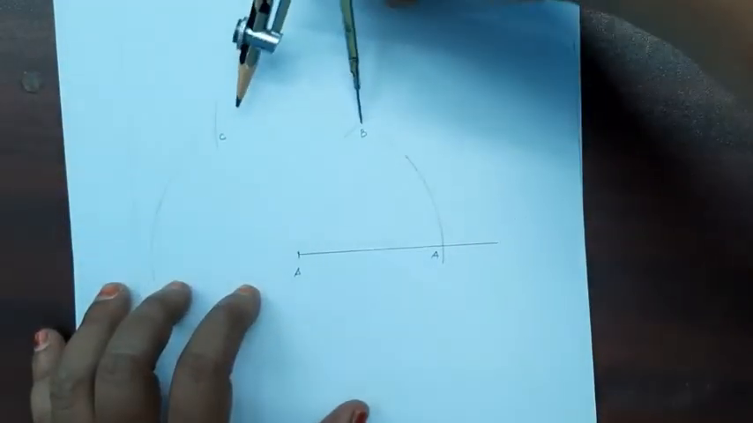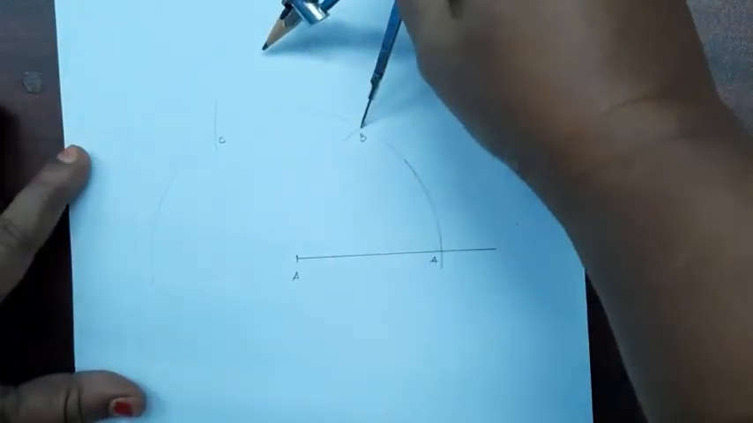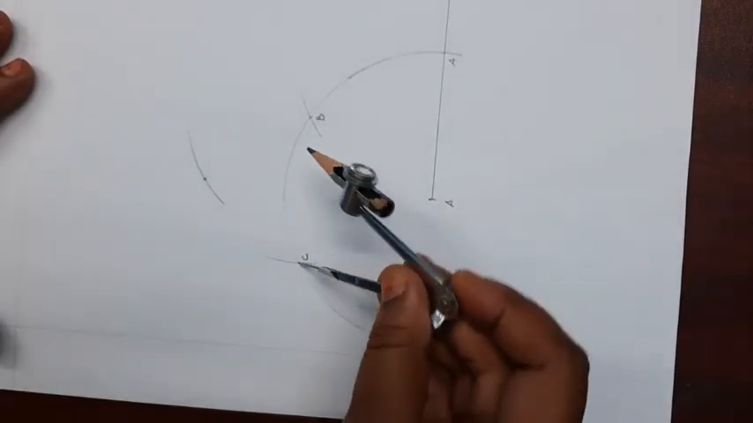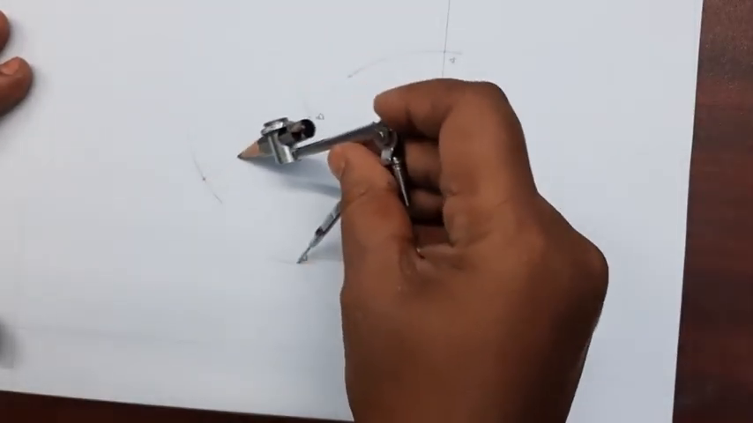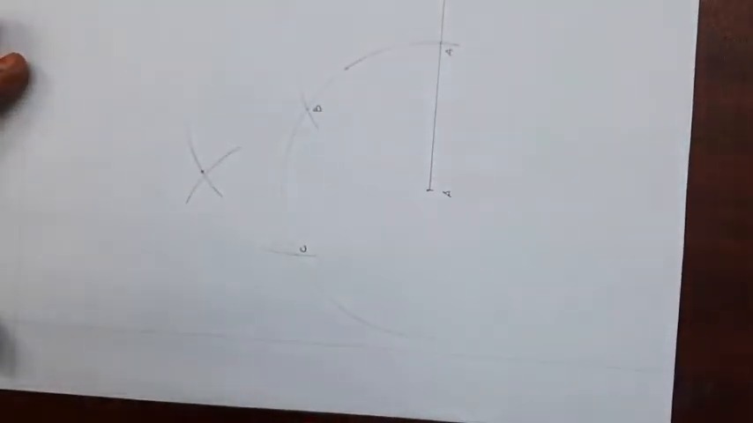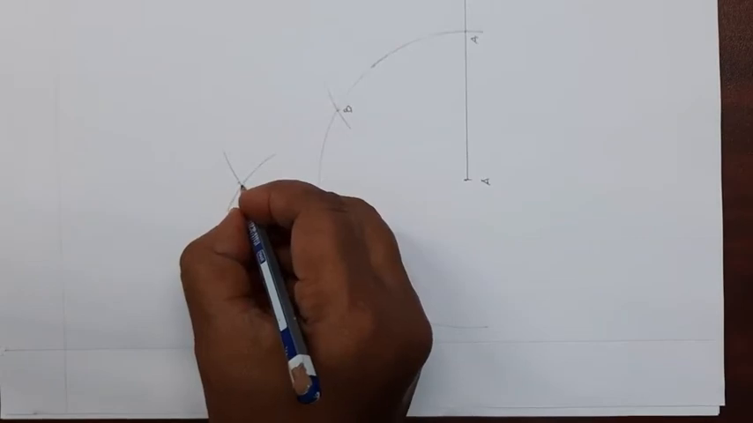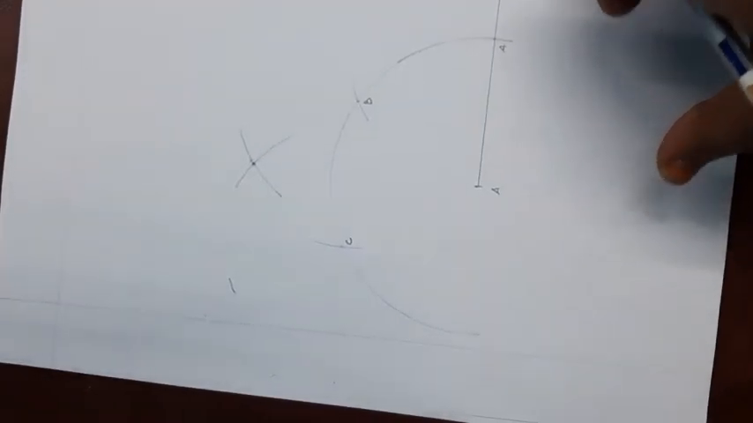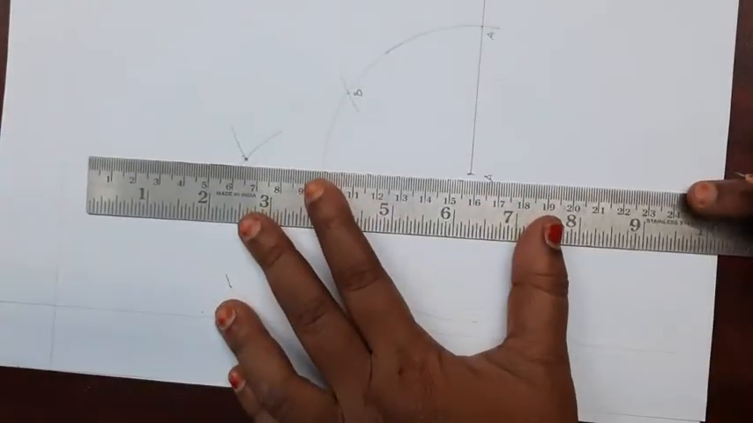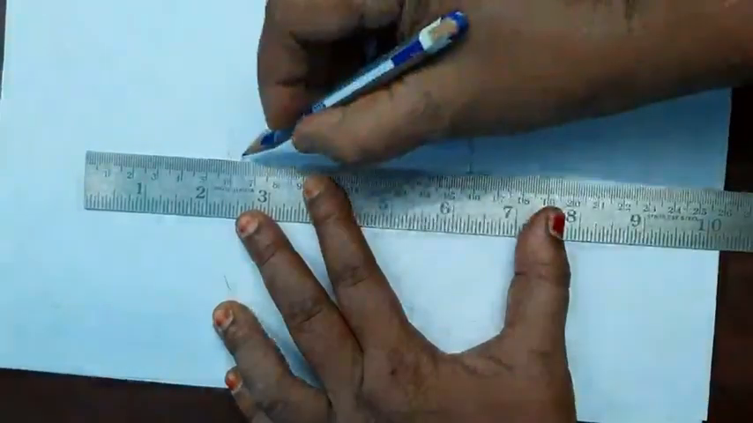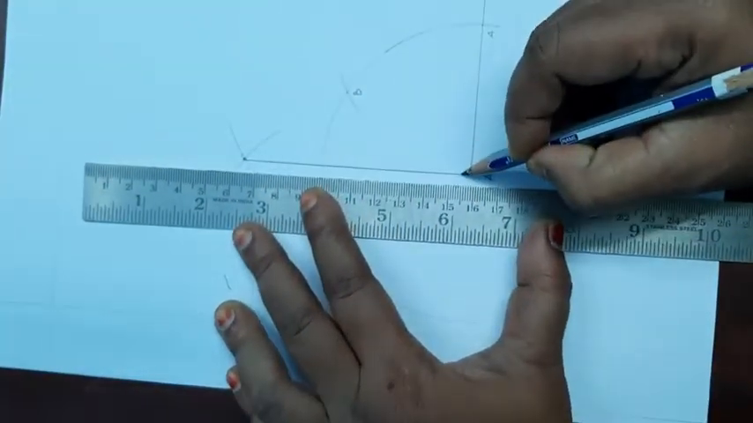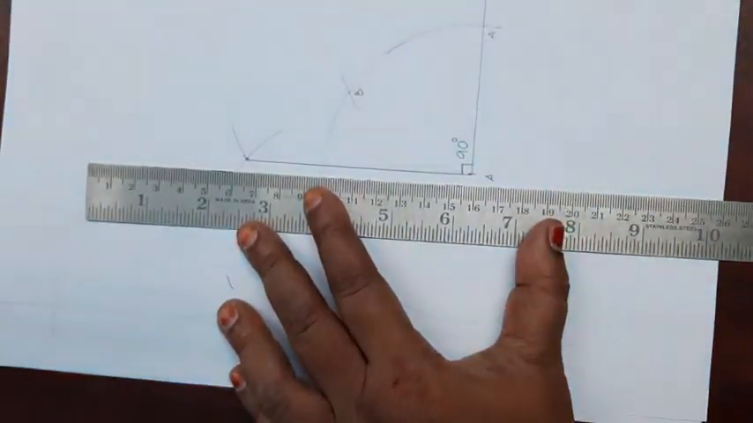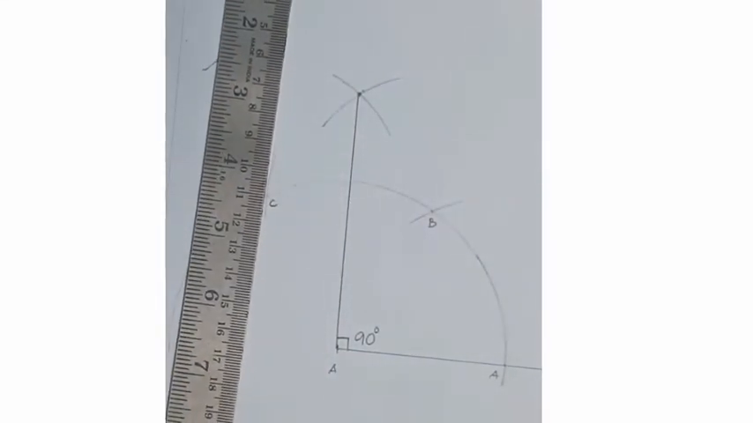With the measurement of more than half of the arc BC, we have to draw two arcs like this as shown in the video. Mark the intersecting point and connect the intersecting point with the point A. This line segment is the required line segment to make the angle 90 degree. This is the required diagram of constructing angle 90 degree.